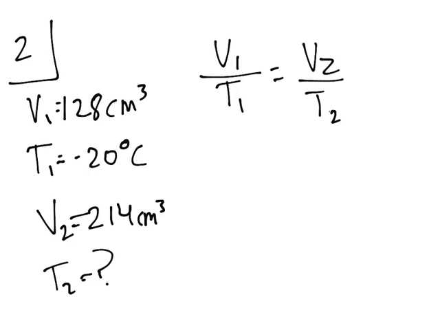So the centimeters cubed will cancel with each other because the volumes will divide, so that doesn't matter for now. But the degrees Celsius have to be changed into Kelvin, so there's a minus here, so be careful about that. By adding 273.15, I get 253.15 Kelvin.